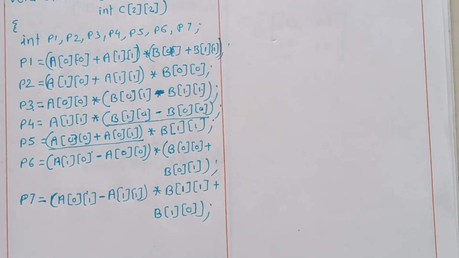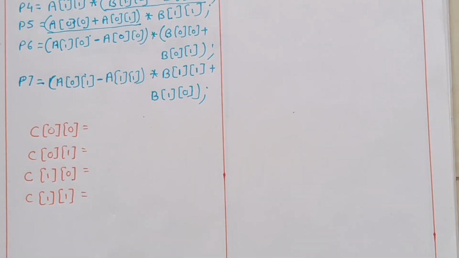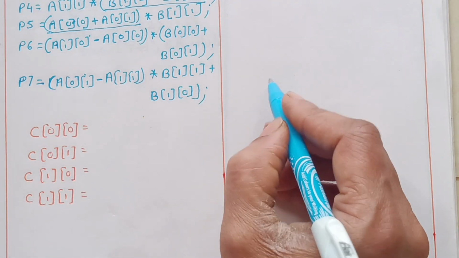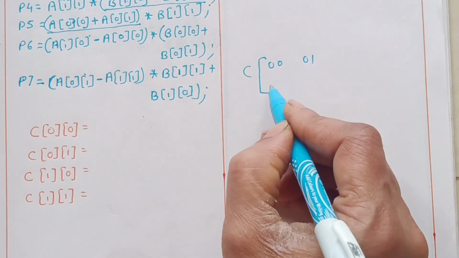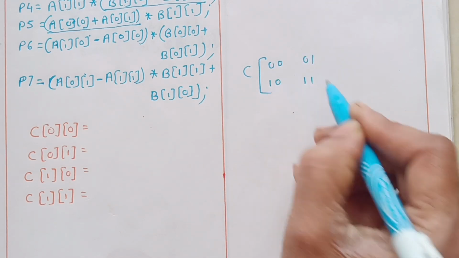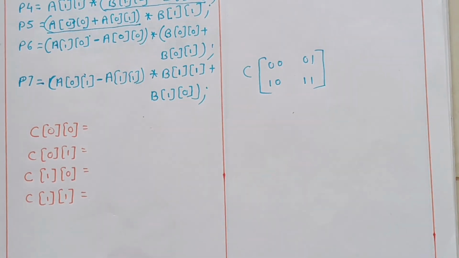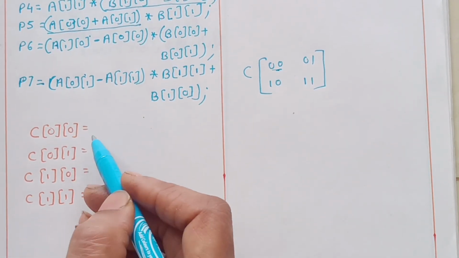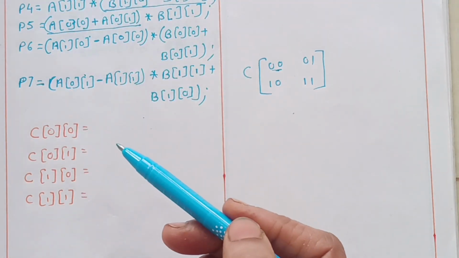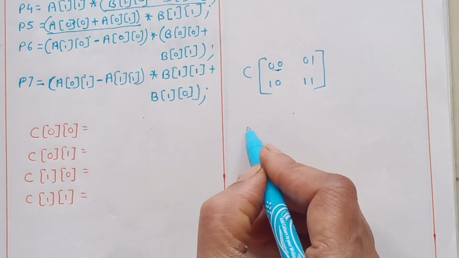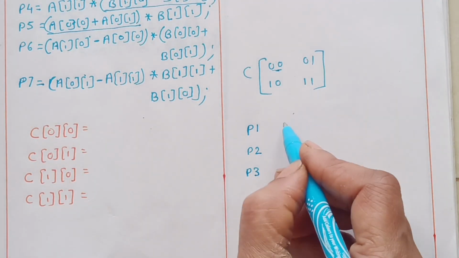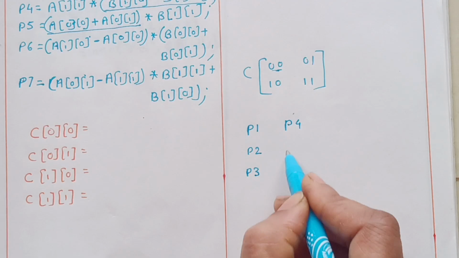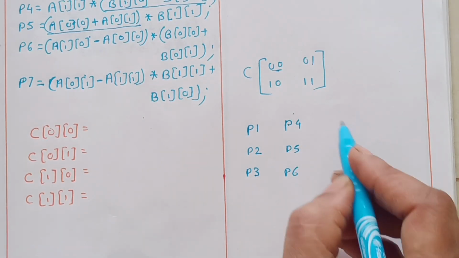So you have to write down your resultant matrix. Okay, so C00, C01, C10 and C11. So this is the resultant matrix. Suppose this is your C matrix. So 00, 01, 10, 11. Okay, so here you have to place these formulas. So how you can remember this: p1, p2, these formulas you have to put here. Okay, so first you write down this way, p1 p2 p3, then p4 p5 p6 and then p7.